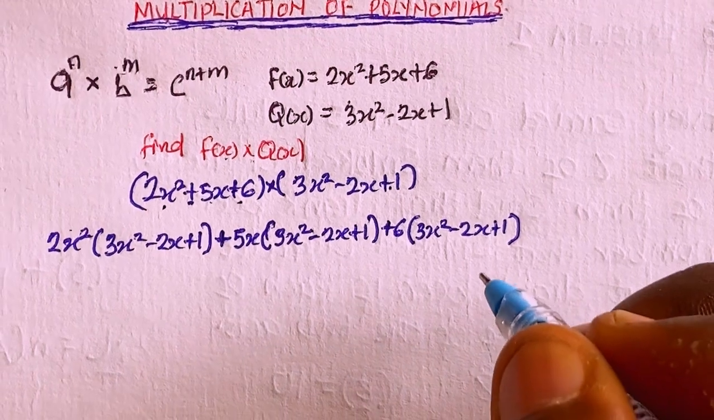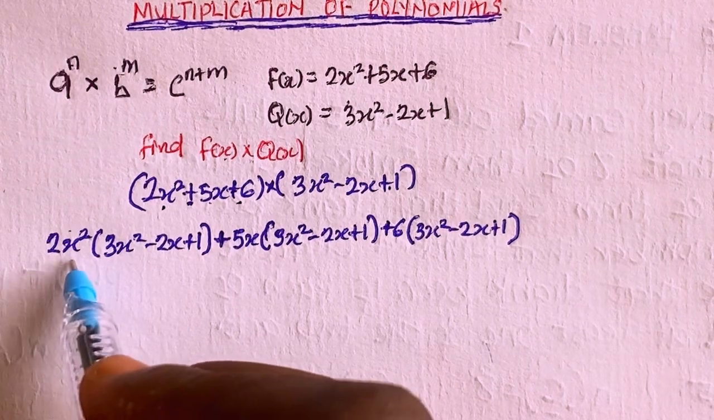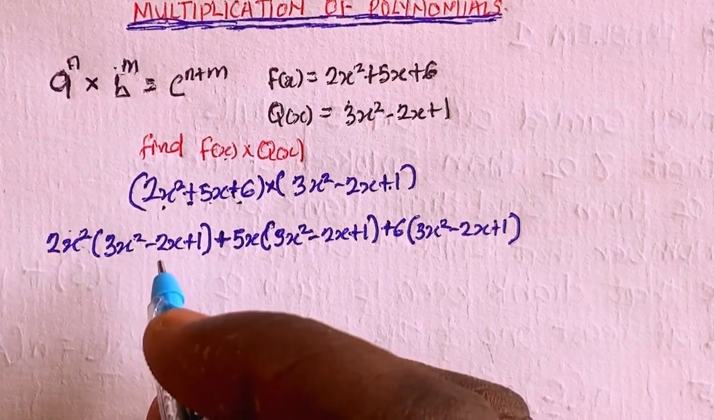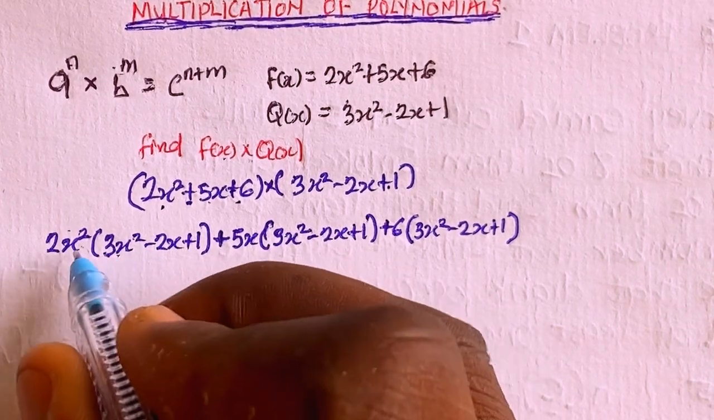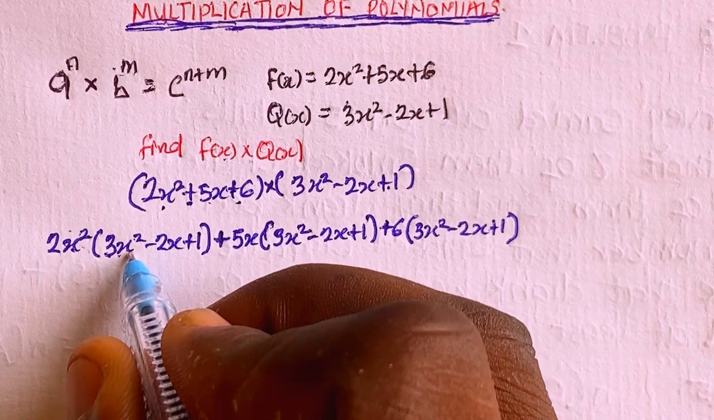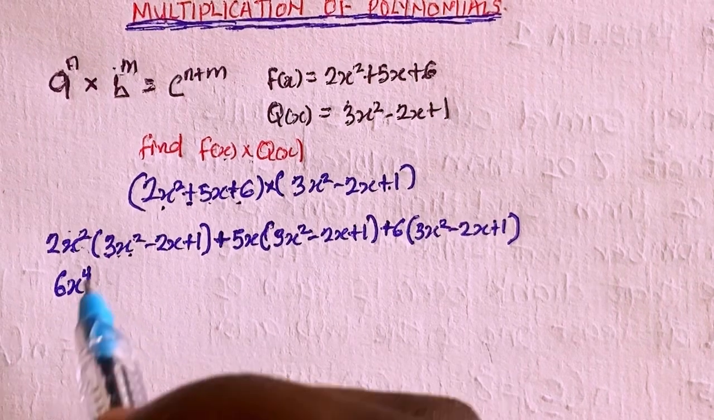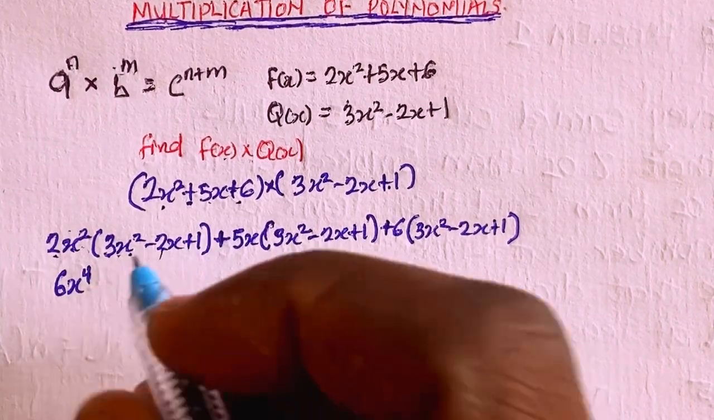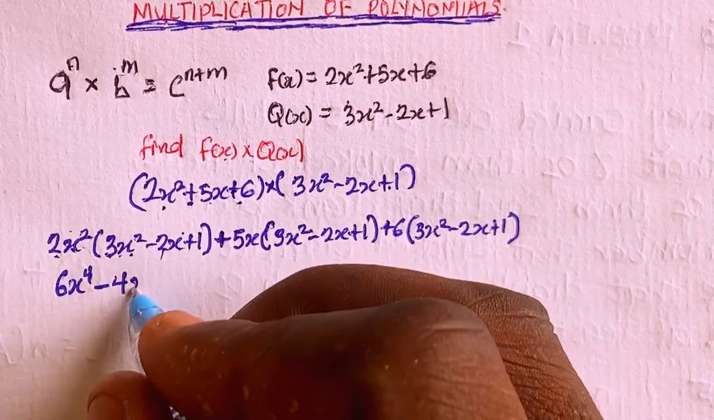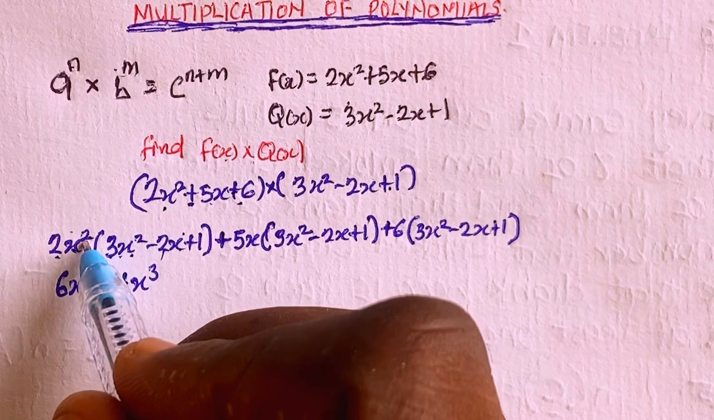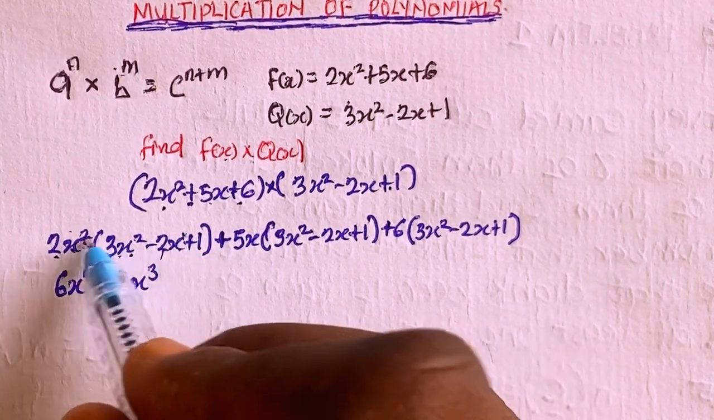So now, in this case, what we are going to do is go ahead and open the bracket with each variable that we have here. Now, 2x squared multiplied by 3x squared. 2 multiplied by 3 is 6. Then x squared multiplied by x squared will give us 6x raised to the power of 4, right? Then after that, 2 multiplied by minus 2 will give us minus 4. Then x squared multiplied by x raised to the power 1 will give us x raised to the power of 3, because here is our n and here is our m, which is 1. So that will be n plus m, which is 2 plus 1, that's 3.